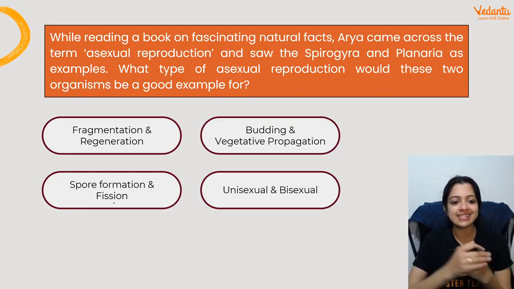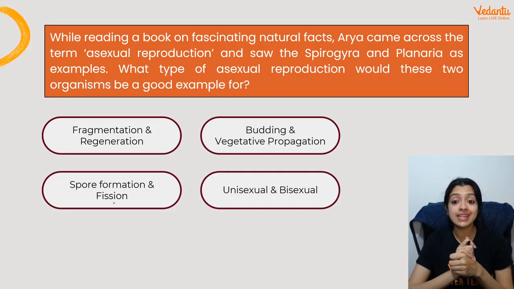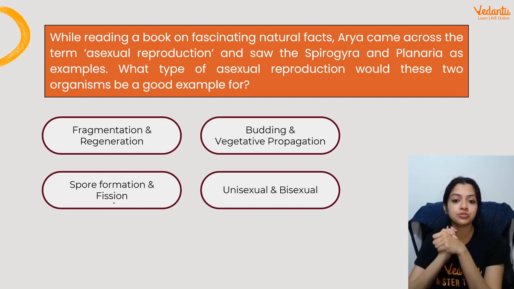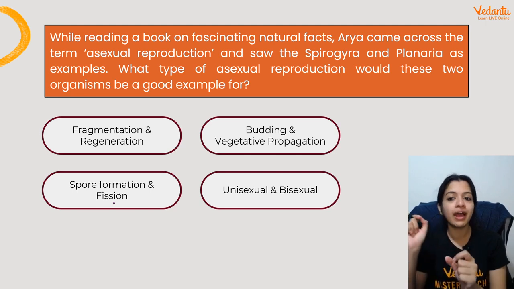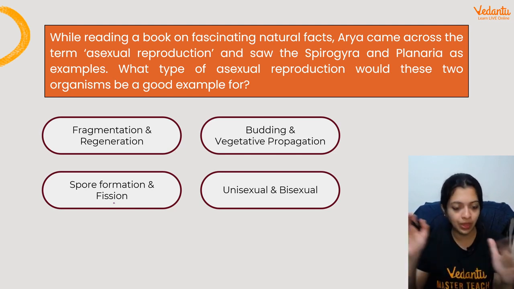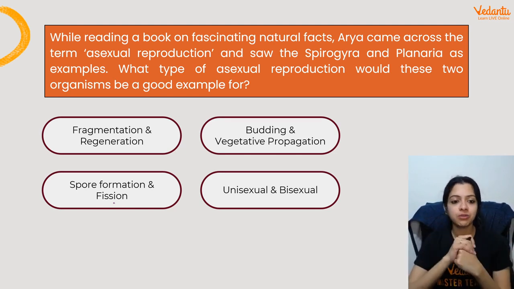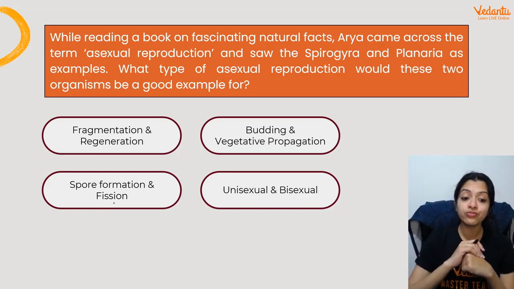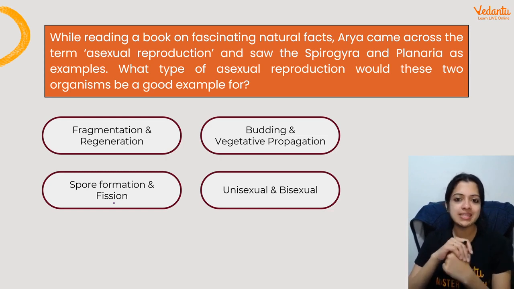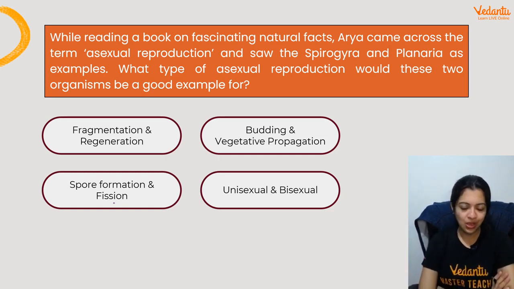Okay, next. While reading a book on fascinating natural facts, Arya comes across the term asexual reproduction and saw spirogyra and planaria as examples. Okay, what type of asexual reproduction would these two organisms be an example for? Fragmentation and regeneration, budding and vegetative propagation, spore formation and fission, unisexual and bisexual. What could it be?